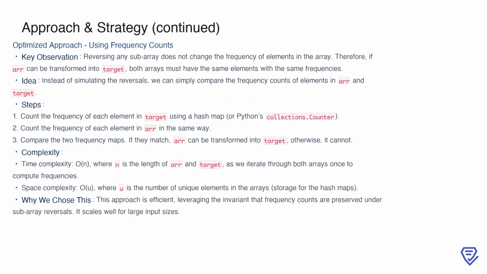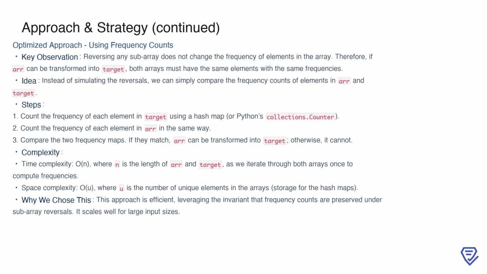Now, let's focus on an optimized approach that leverages a key observation about the problem. When you reverse a subarray, the frequency of the elements in the array remains unchanged. This means that for ARR to be transformable into target, both arrays must have exactly the same elements with identical frequencies. Based on this, we can bypass the need to simulate reversals altogether and instead compare the frequency counts of elements in both arrays. The process is straightforward.